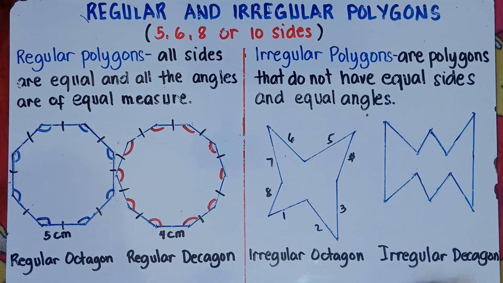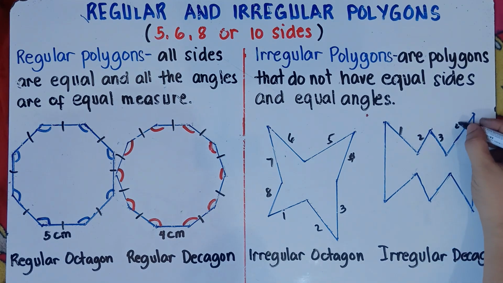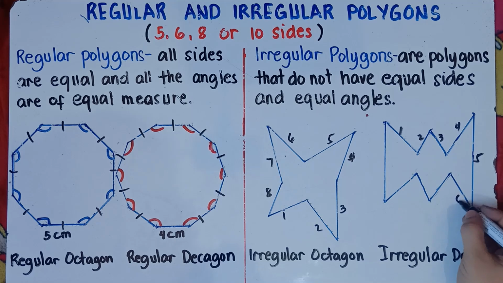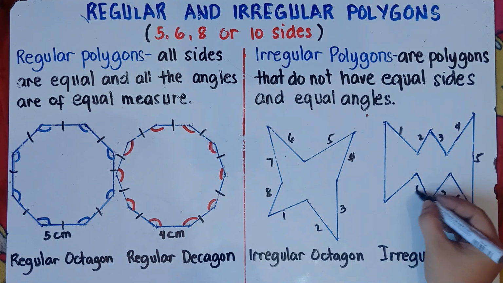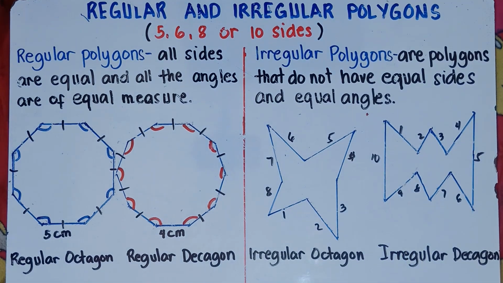So we also have an irregular decagon. Let's count the number of sides. 1, 2, 3, 4, 5, 6, 7, 8, 9, 10. So 10 sides. The 10 sides are not congruent, as well as the interior angles. So we call that an irregular decagon.